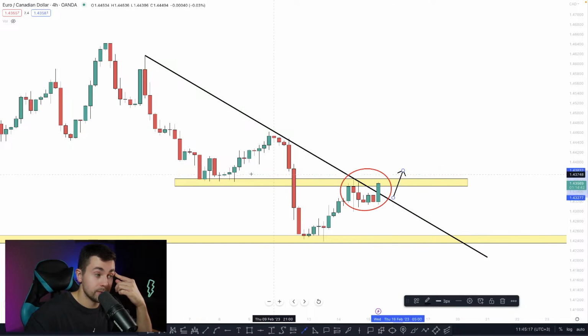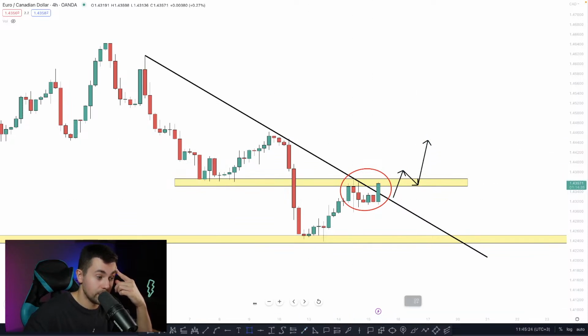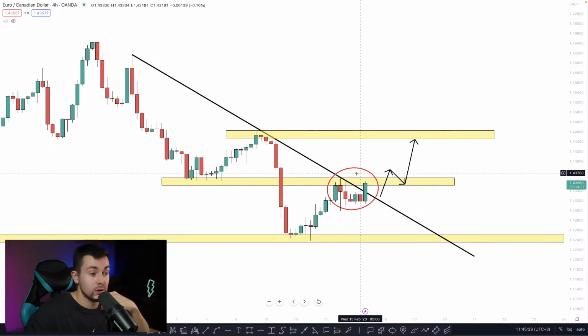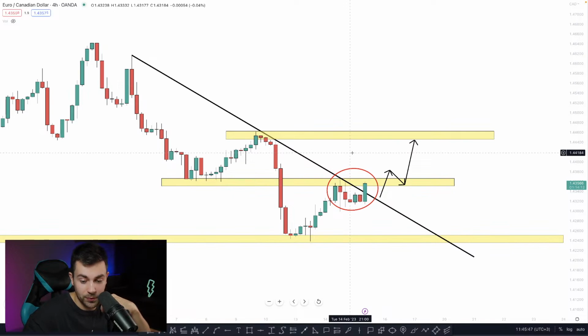If the price breaks and closes above that resistance, we will expect a bullish movement higher to that resistance. So watch carefully the situation here on EuroCAD. If we see a breakout of the trend line and of that horizontal resistance to the upside, the pair will most likely go higher to that resistance. Yes, that is so far the situation right here.